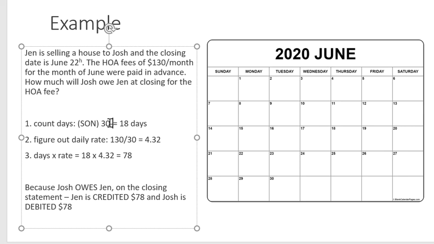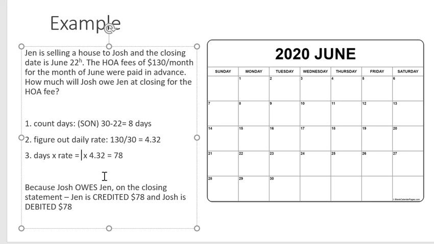So we're going to do 30 minus 22, because Jen was owning and living in that house for 22 days. So Josh owes for just these 8 days now. And remember that Jen is paying for closing day. So that's why it's 30 minus 22, that equals 8 days. The daily rate's going to stay the same. 130 divided by 30 equals 4.32.